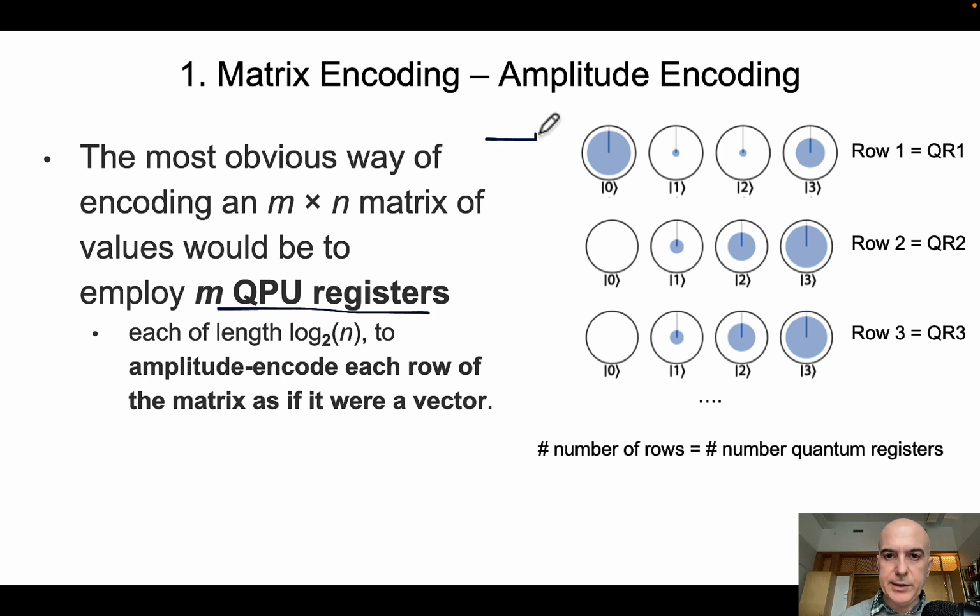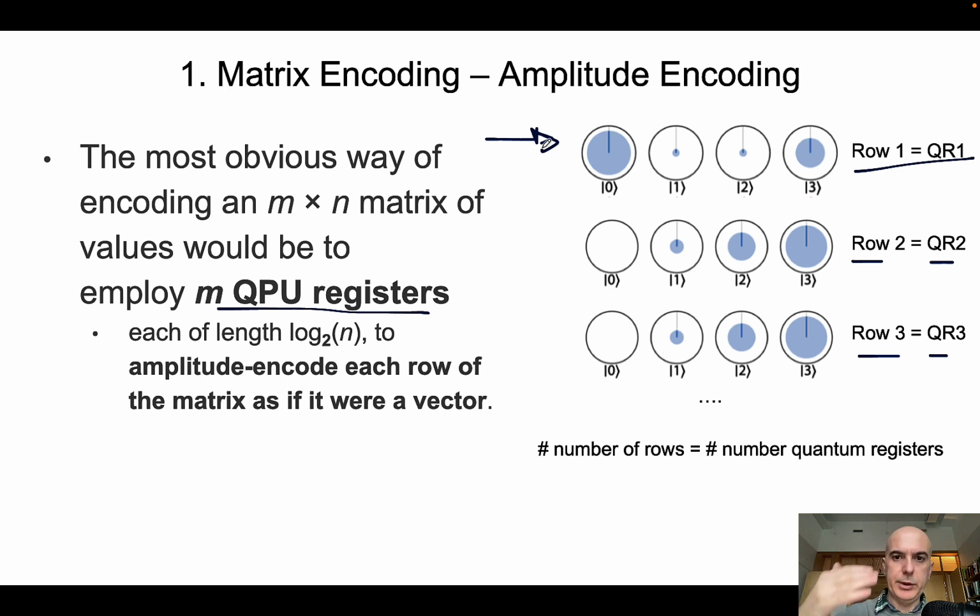On the right of these slides, you can see, for instance, an example. In this case, we're going to have m rows, and we can see the first 3 rows here. For each row, we use one quantum register. So for row 1, we use quantum register 1, row 2, quantum register 2, and row 3, we're going to use quantum register 3. For each of these rows, we're going to use amplitude encoding to express the values of the matrix. So this is very similar to what we saw in the previous lecture.